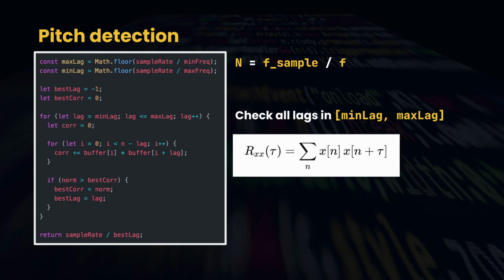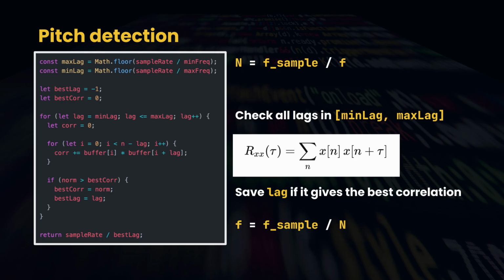For each lag, calculate the autocorrelation by going through the entire buffer array. If the current correlation is the highest, save it and the lag. This is the potential winner. Finally, we need to convert our lag, measured in number of samples, back to frequency. Again, we use the same sample rate equation, just in inverse. And that's our pitch detection algorithm.